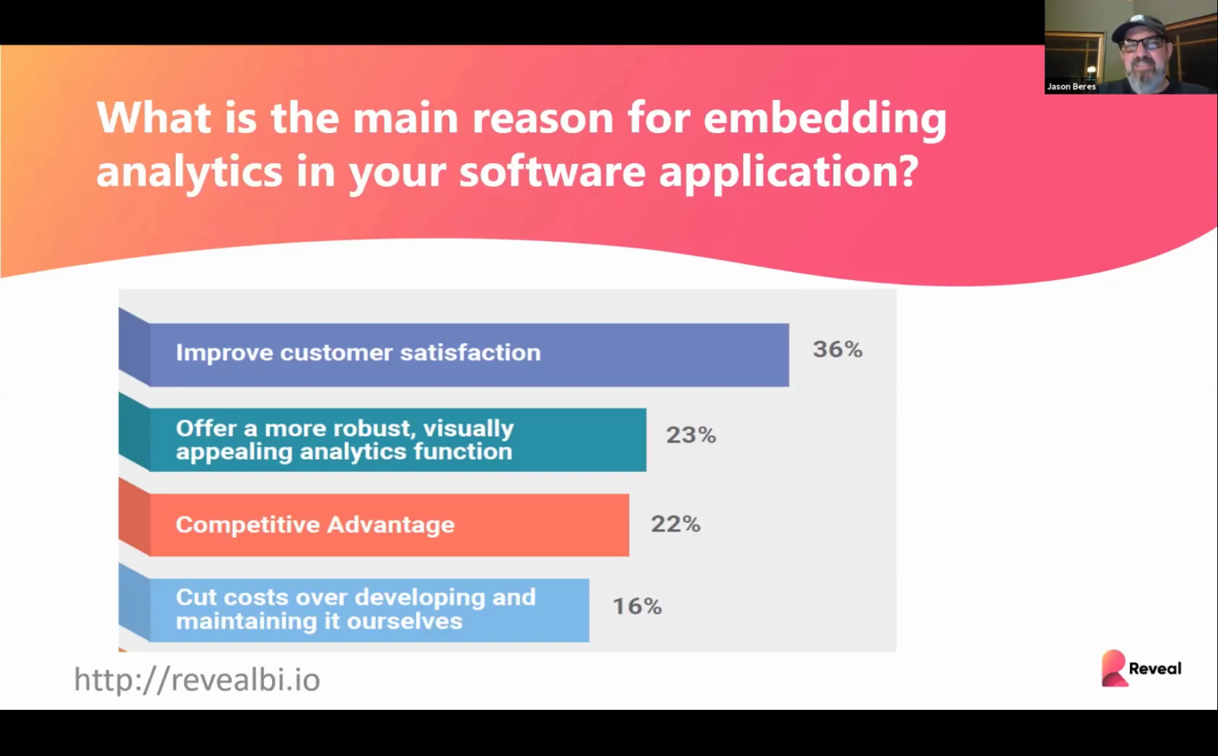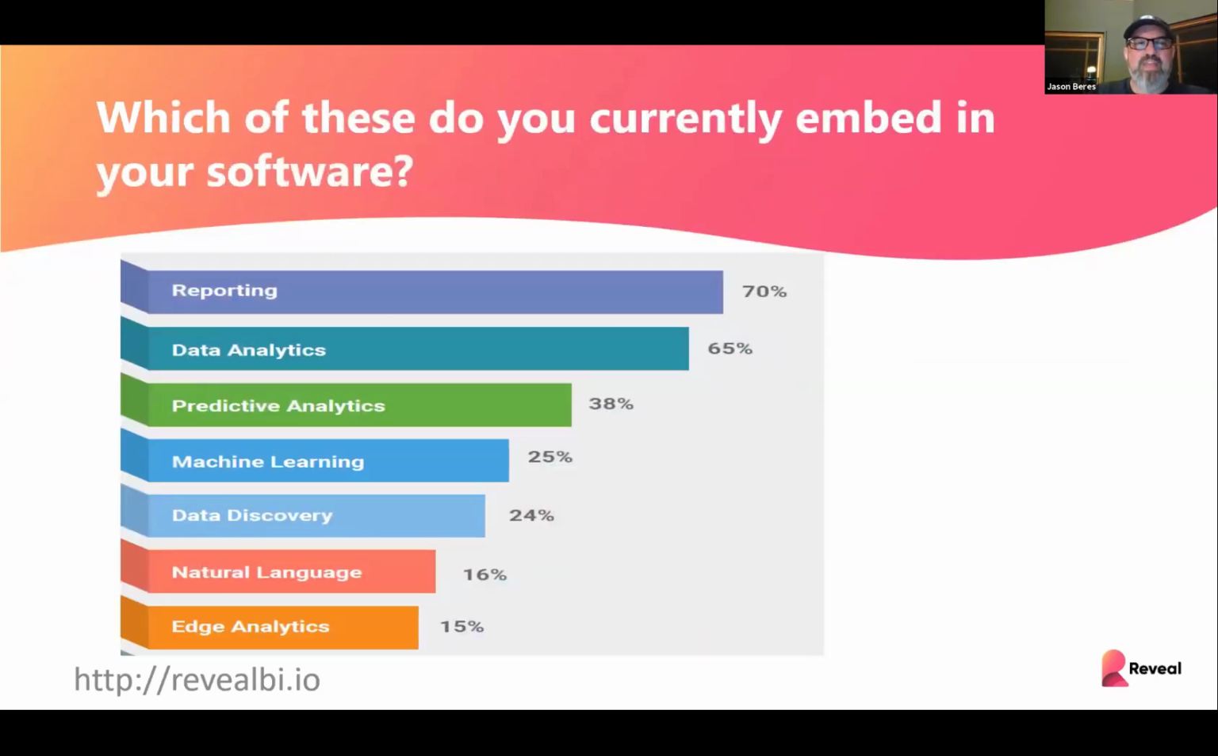And I think I have like 4 or 5 slides about just some survey numbers. This was interesting. Which of these do you currently embed in your software? And the funny thing is, it wasn't a pick one. It was a multiple choice question. But here, everyone is doing some level of reporting. And what we call this sort of phase 1 BI or embedded analytics is really reports, right? It's not interactive. It's not self-service.